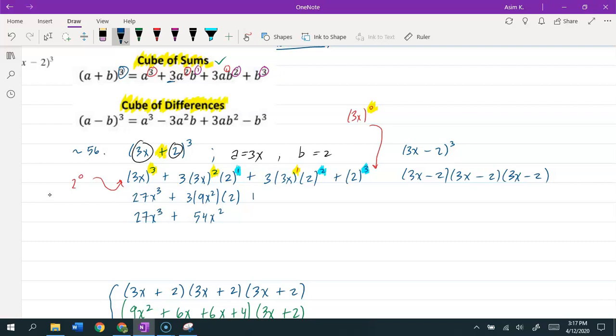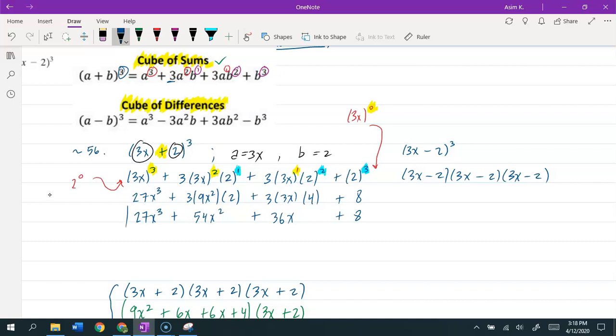The third term is going to be 3 times 3x, right? 3 times 3x, because 3x to the power of 1 is simply itself, times 4. And so when you put that one together, you end up with 3 times 3, which is 9, times 4, which is 36. So 36x. And finally, the last one is 2 cubed, and 2 cubed is 8.